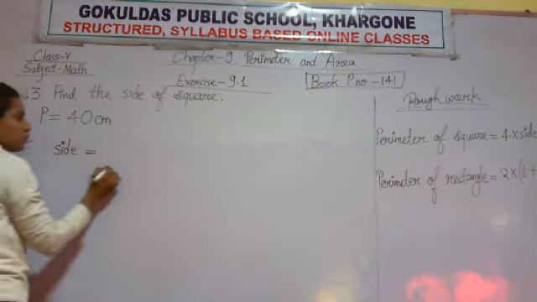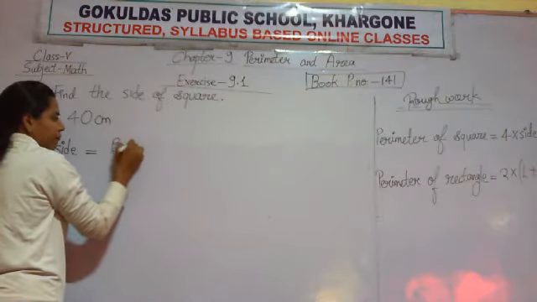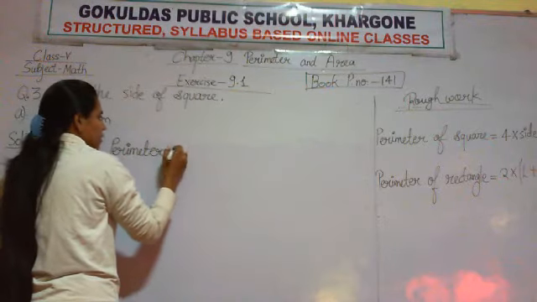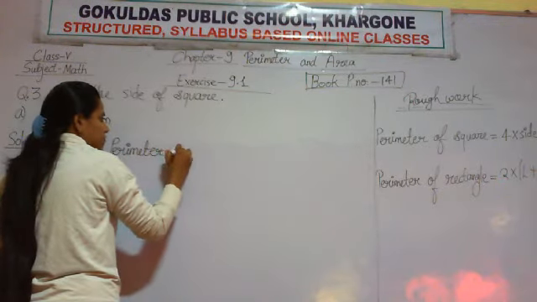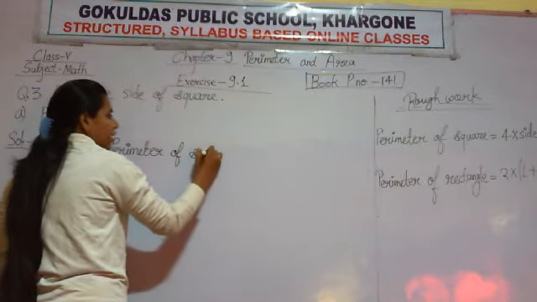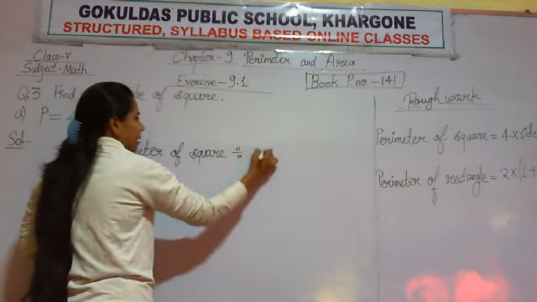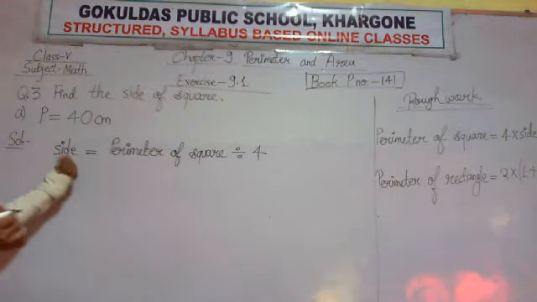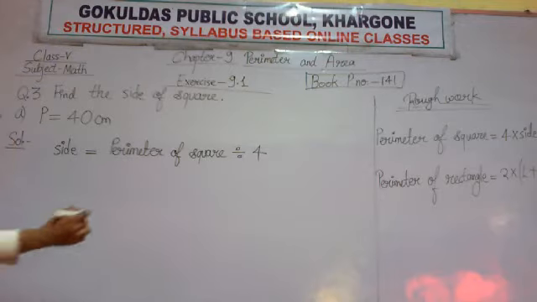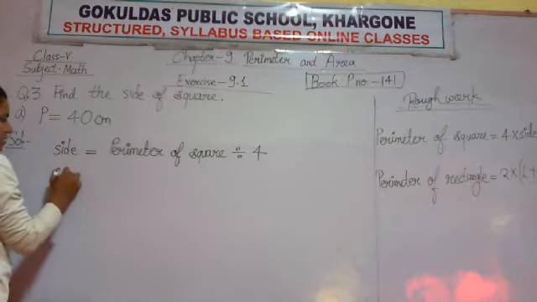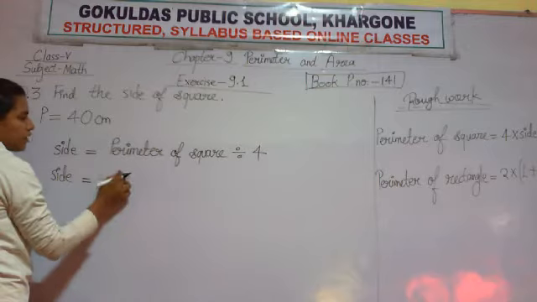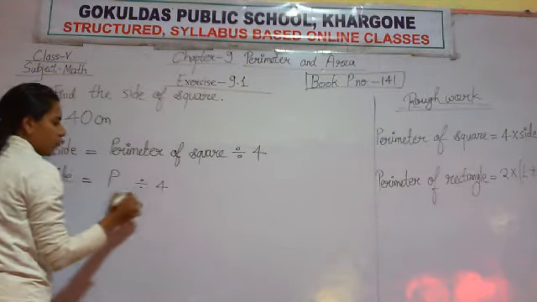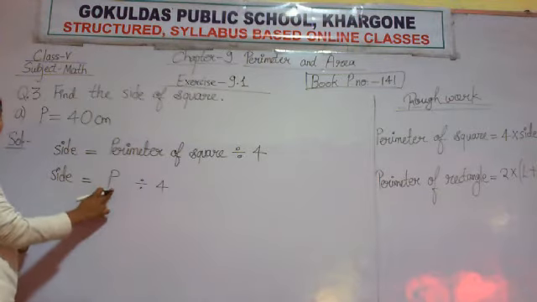Side is equals to perimeter of a square divided by 4. You will use this formula to find the length of side. So let us put the values. Side equals to perimeter of a square, we can write it in short as P. P divided by 4, P stands for perimeter here.